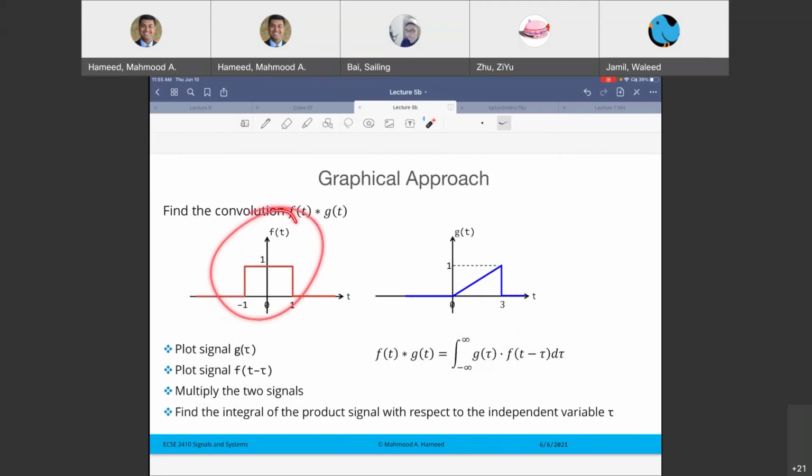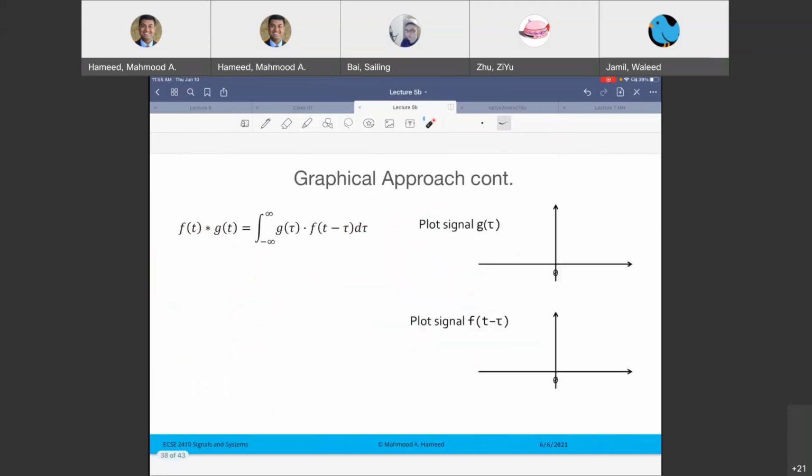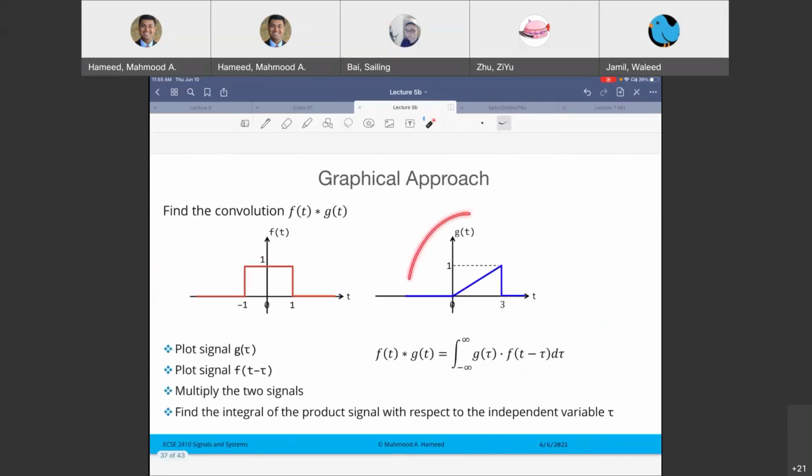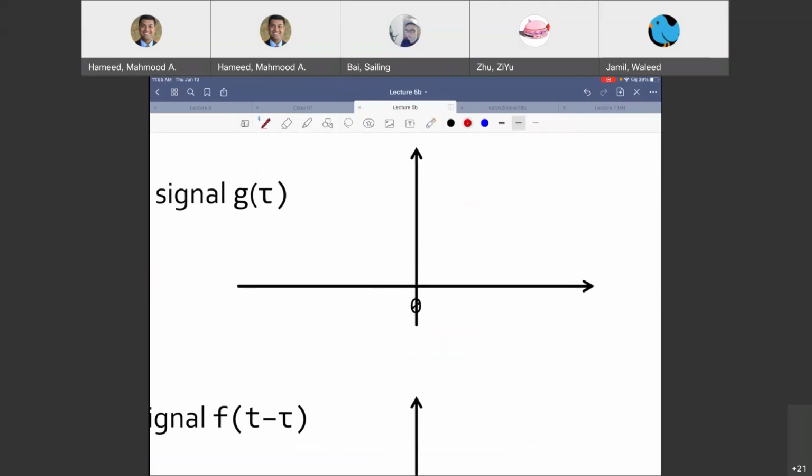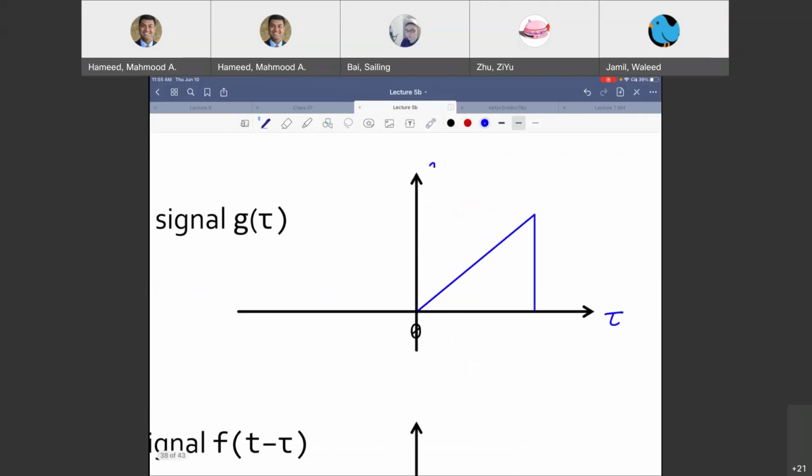So I have f of t, I have g of t, right? Can you help me plot g of tau? It's going to be the same thing, right? Going up from 0 to 1. Let's do blue and straight. What is this going to be? Tau. What is that going to be? G of tau. This is going to be what? 1, 3. Can somebody help me find the equation of this line? 1/3.